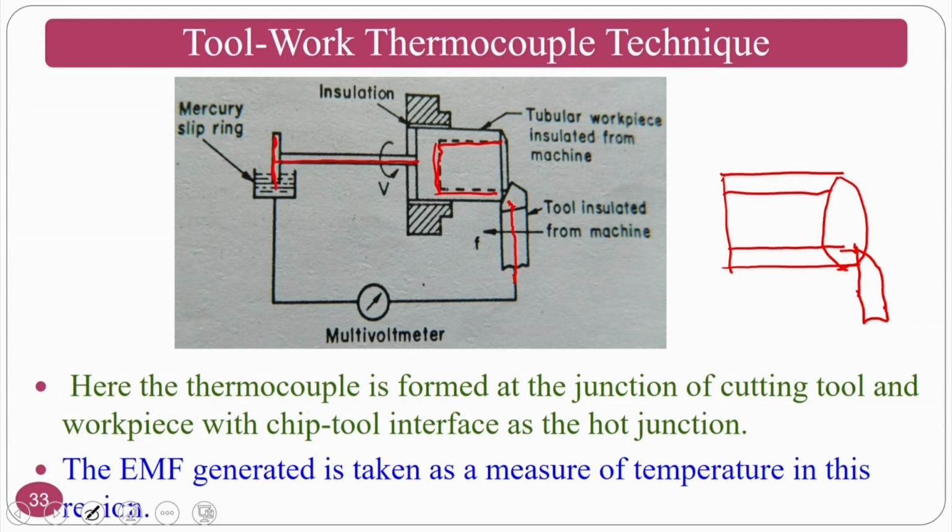Okay, so this is also connected. What I mean to say is, I am cutting in an orthogonal machining process where one junction is on the tool, another junction is here. Whenever I am cutting, this will become the hot junction and this is the cold junction, where I am having a disc here which is connected.